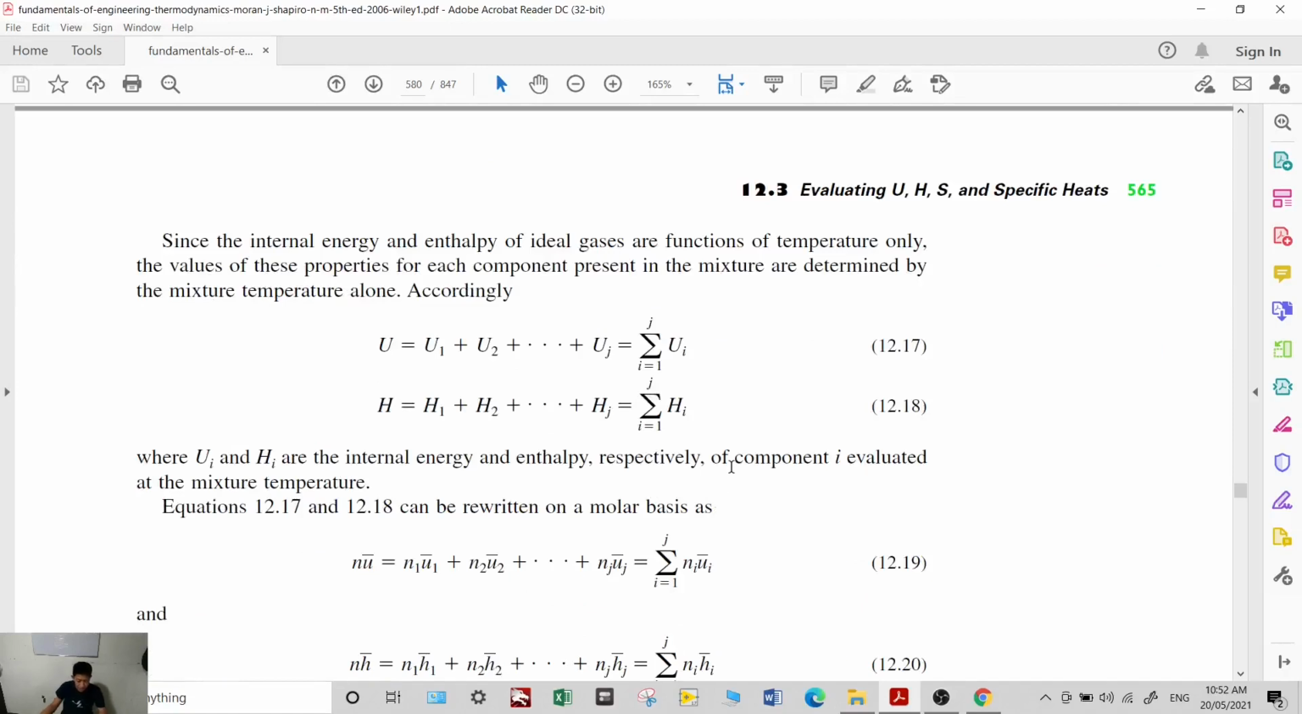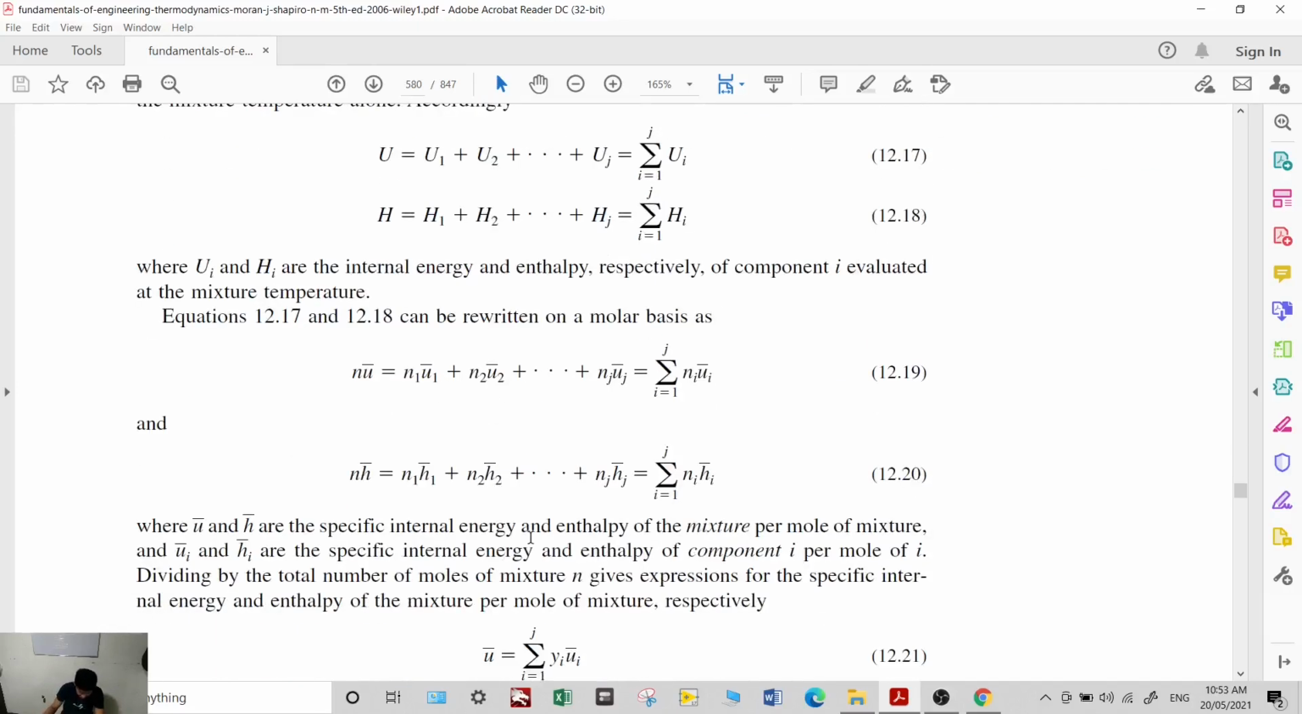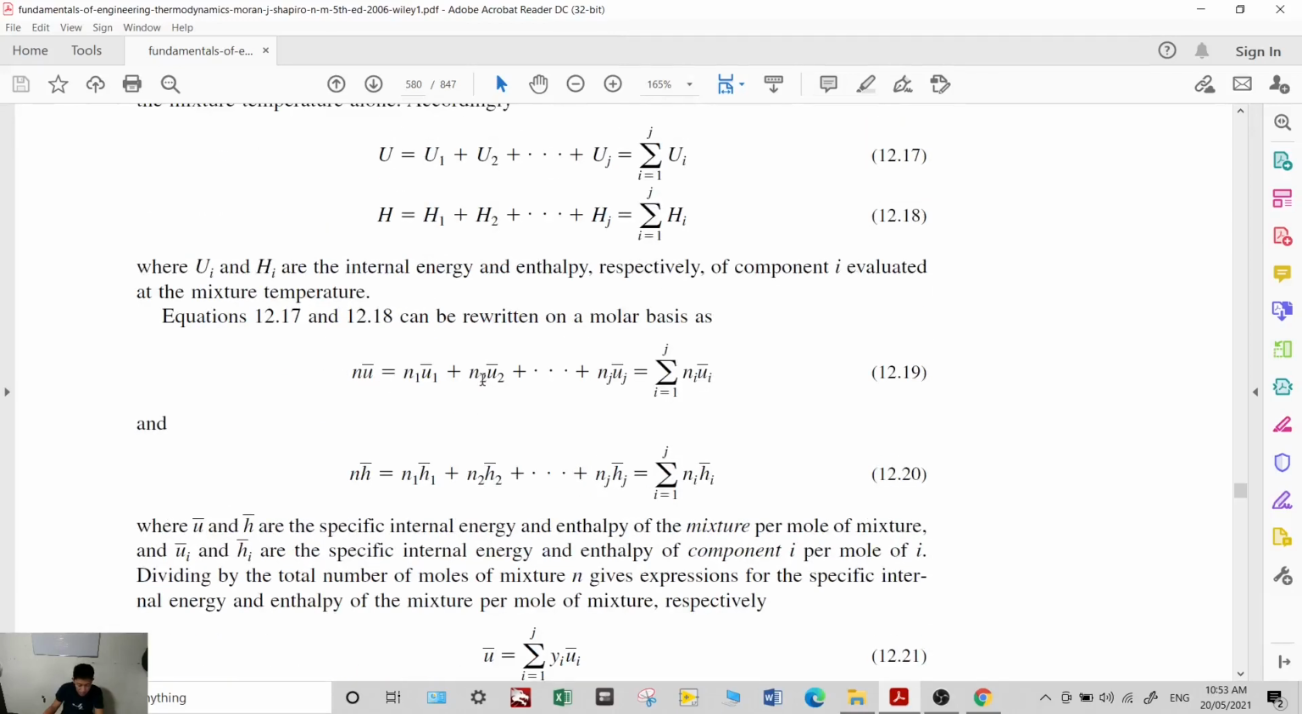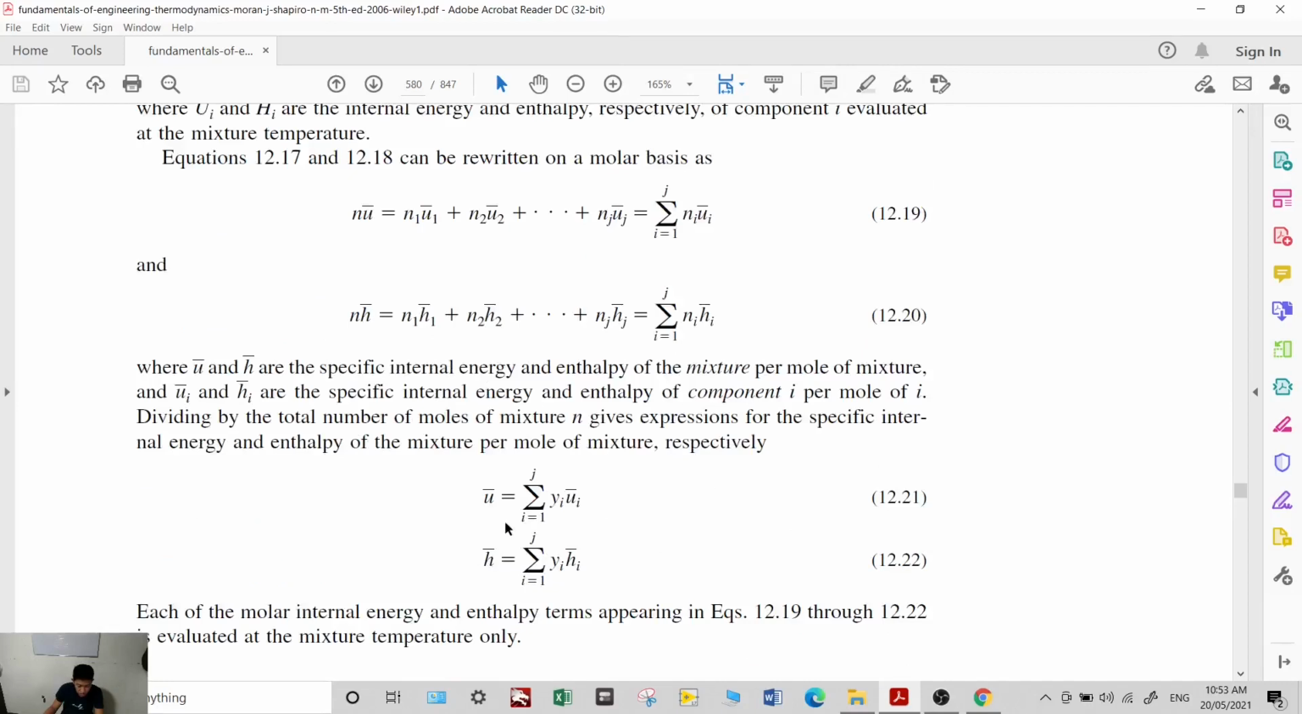Now, in terms of molar basis, capital U is just equal to the number of moles times U bar, the specific internal energy, but on a per mole of mixture basis, not per mass. The equations are the same for the other properties. If we divide this by the total number of moles, it results in this equation: the internal energy is just equal to the sum of the mole fraction times U sub i, the individual internal energy.